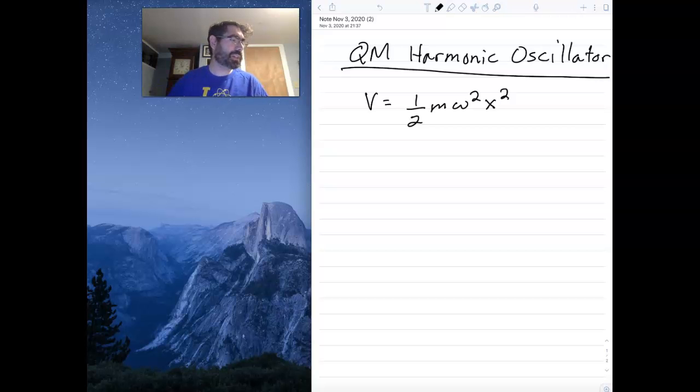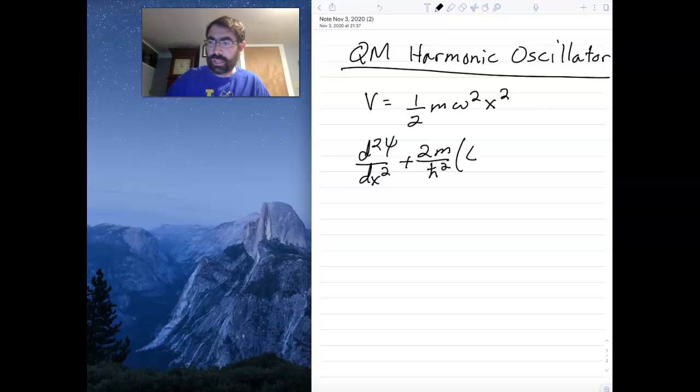So we can write out the Schrodinger equation as the second derivative of the wave function plus 2m over h bar squared times E minus m omega squared over 2 x squared, times the wave function, and all of that is equal to 0. Okay, so now we made some unique choices in terms of substitution.